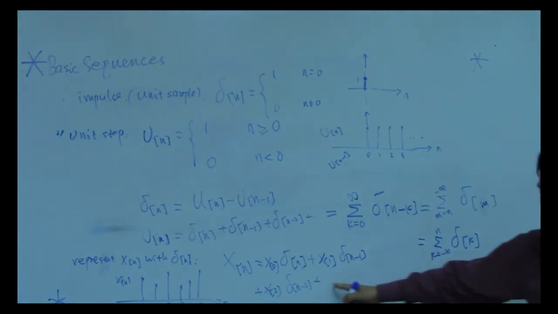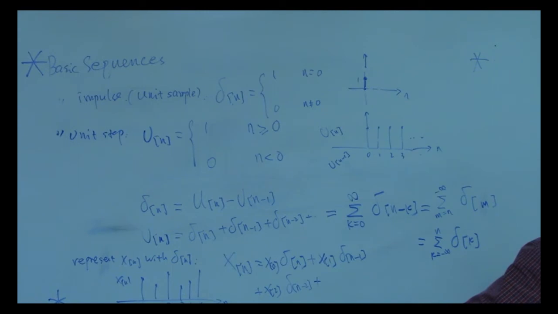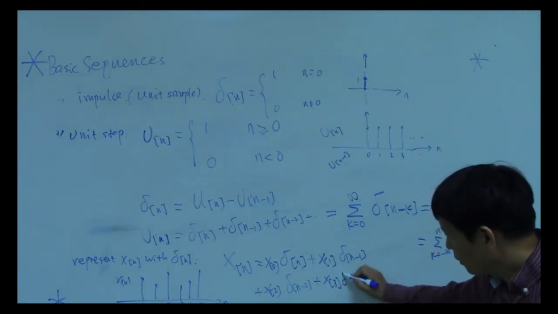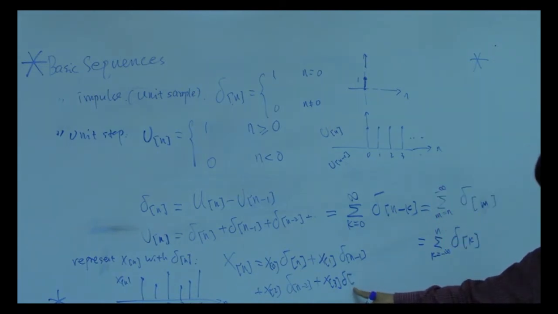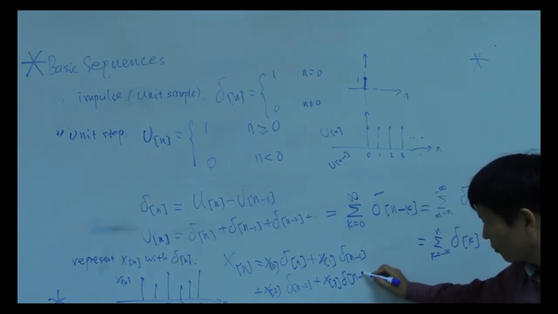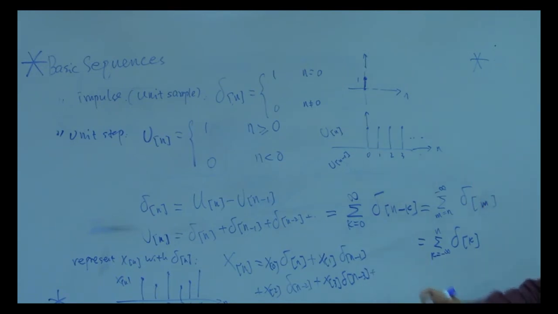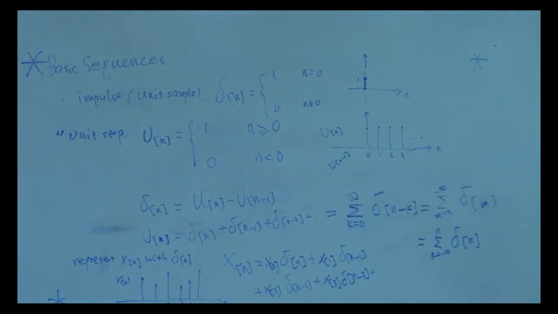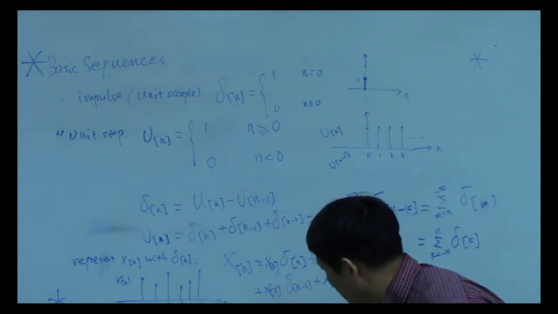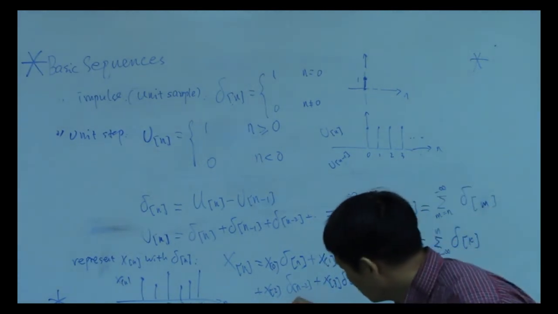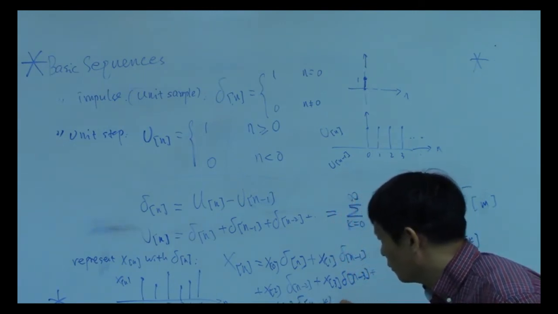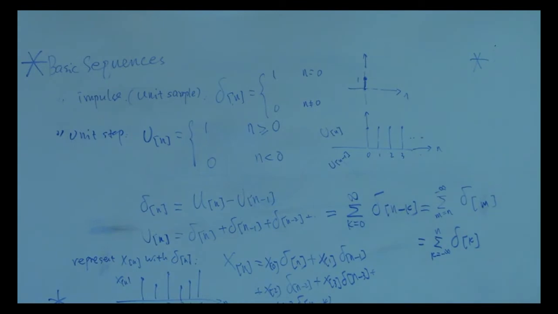What is the next term? X3, good. Delta n minus 3, good. I can write this one all the way to tomorrow, so I don't want to do that. I want to summarize. So that one will be equal to the sum over k of xk times impulse n minus k, for all k, from negative infinity to positive infinity.